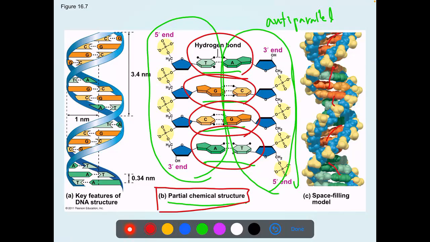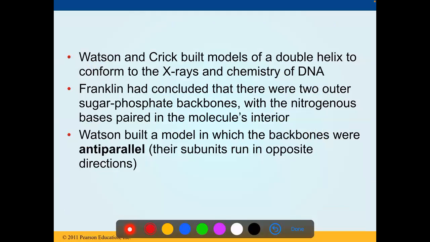So what people thought at that time was that the bases should somehow be facing outside, because if they are buried inside, then how are they going to be able to access all this information buried inside the double helix? So it was not really their own idea, but actually people had some kind of information.